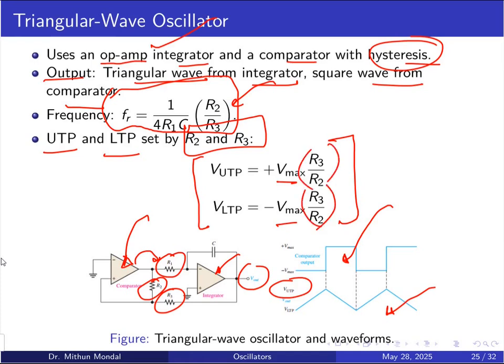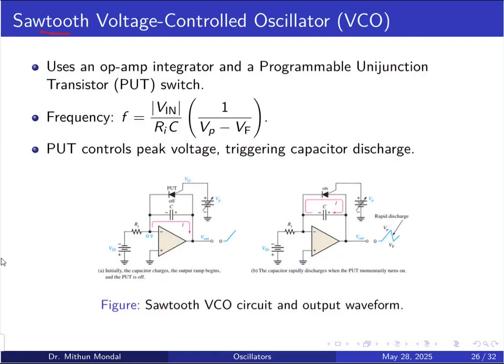You will be getting then the triangular wave. If you want to get the sawtooth wave, which is the voltage control oscillator, again you will be using an op-amp, integrator and a switch which is in the form of PUT. PUT is programmable unijunction transistor. So here you can see the op-amp is there and a switch is there in the form of PUT, and in this circuit you are basically getting the output in the form of the sawtooth.